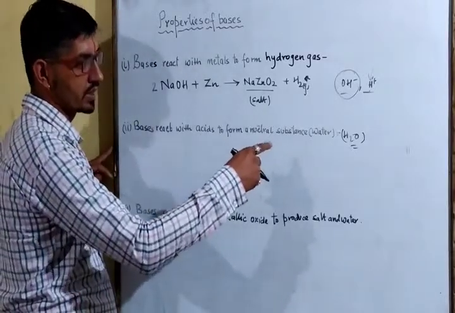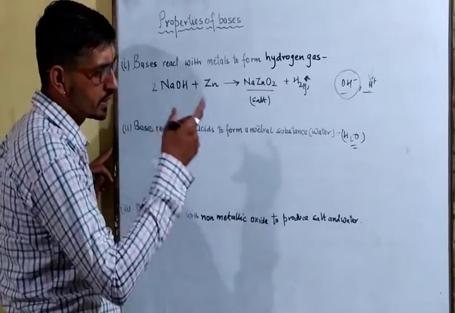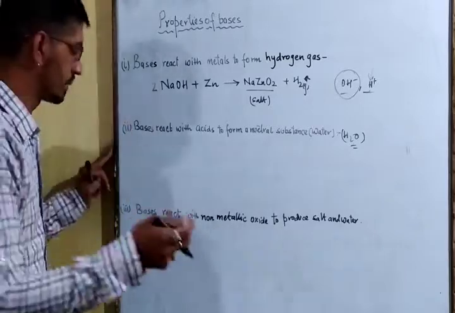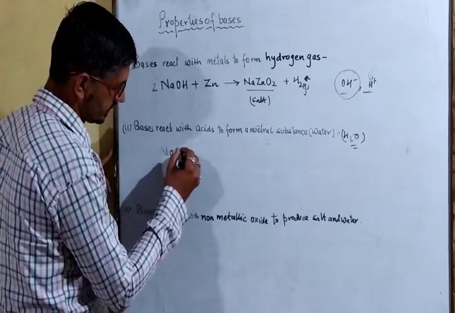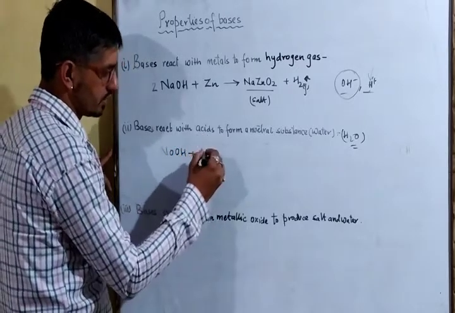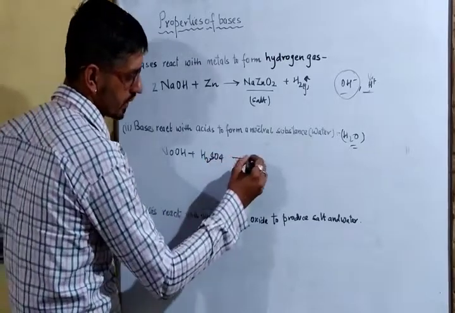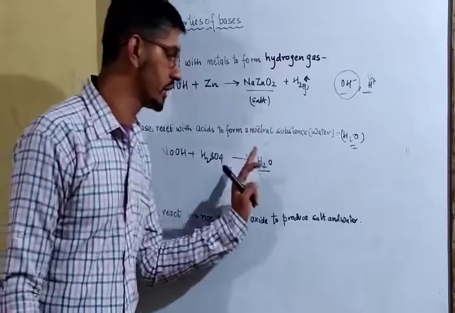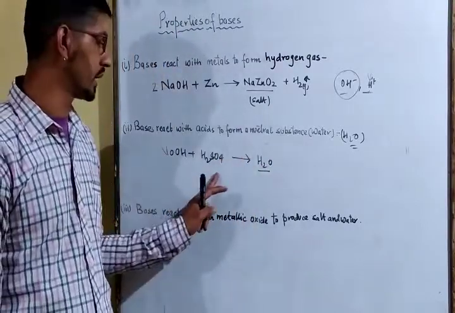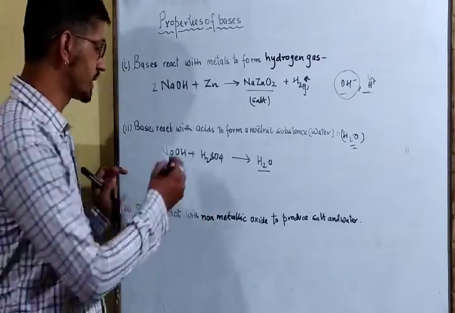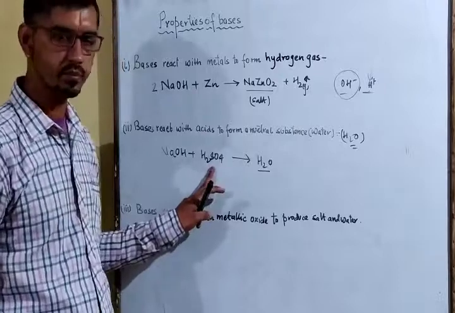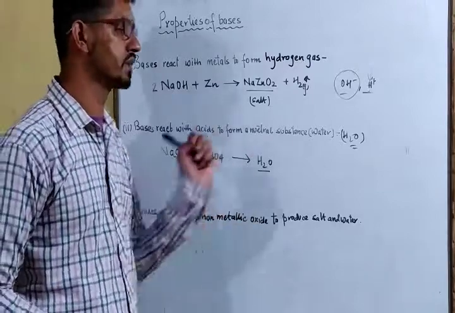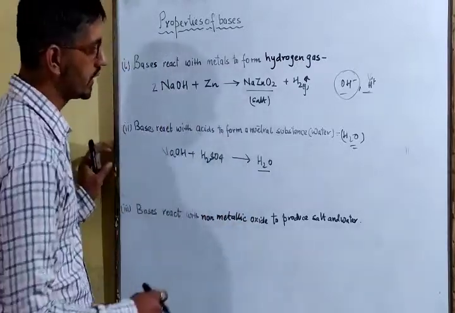Now when a base reacts with an acid, what will it form? It will form a neutral substance and salt. It's very easy to write the equation. First we will write a base. Let's take NaOH, plus the acid H2SO4. What will it form? It will form water, a neutral substance. That's why the reaction is known as a neutralization reaction, because the acid neutralizes the effect of the base, and the base neutralizes the effect of the acid. After that a neutral substance is produced, and the whole process is known as a neutralization reaction.